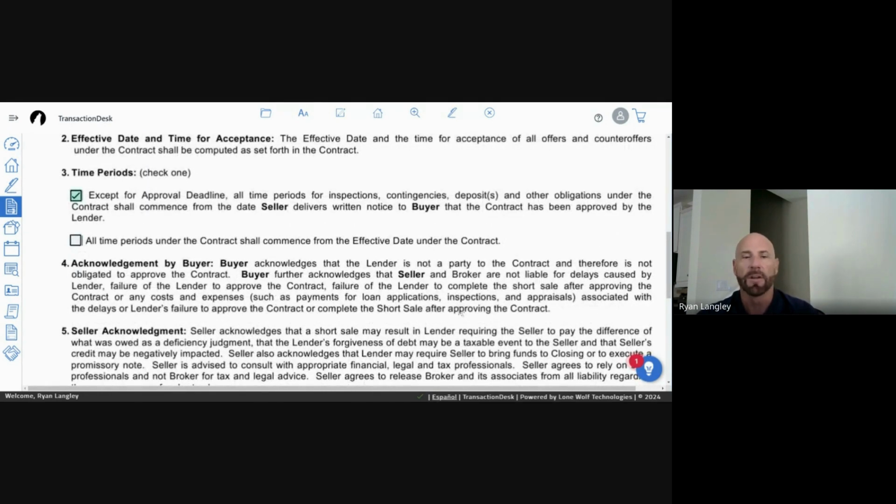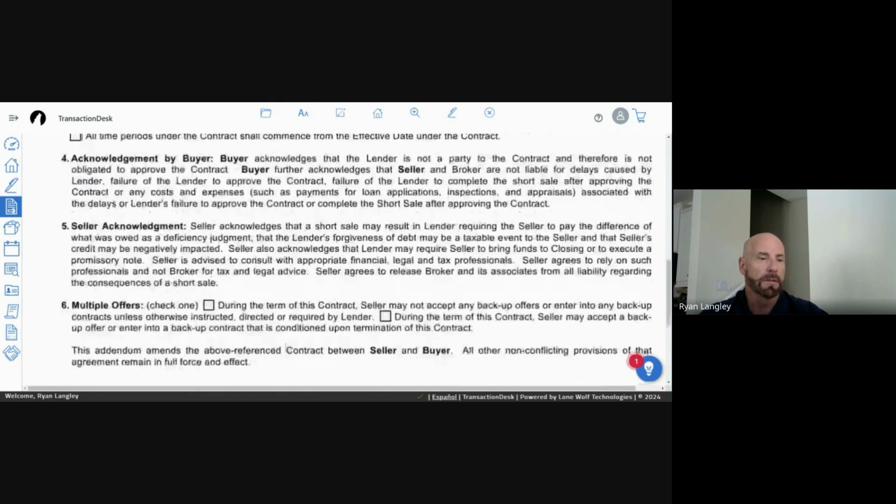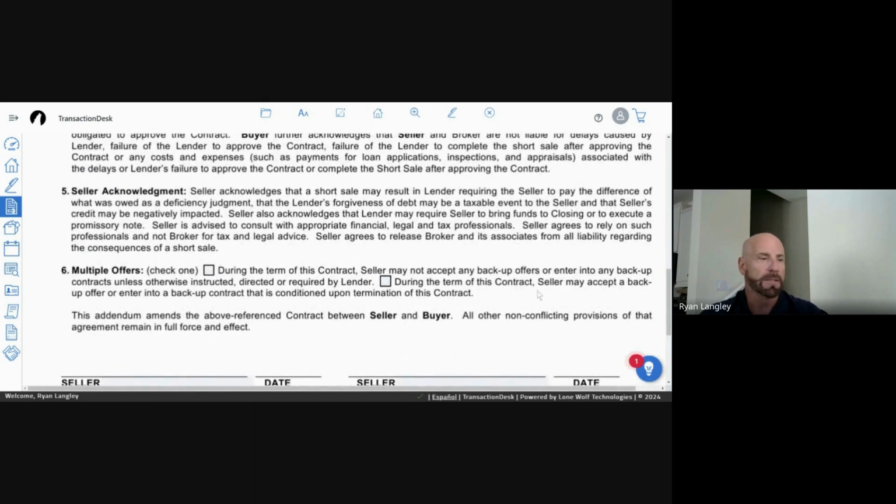The seller has no right. The seller's going to sign any contract you put in front of them because the lender's going to negotiate everything. Okay. All right. Multiple offers, backup, blah, blah, blah. During the terms of the contract, seller may accept a backup. Okay.